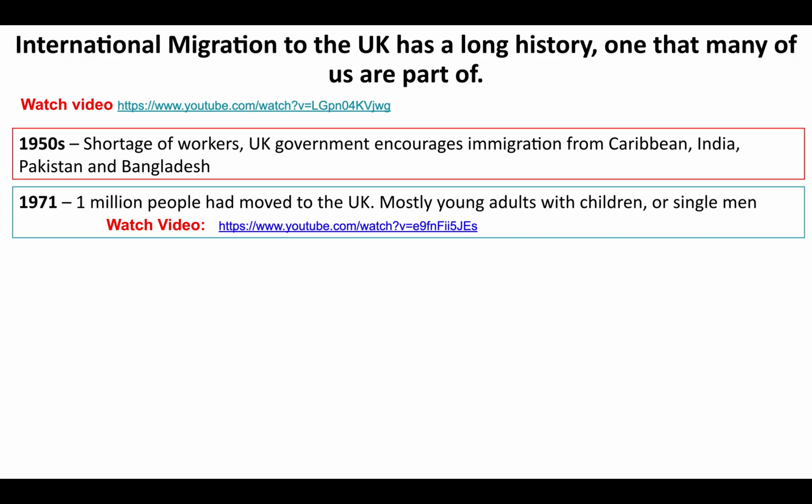Most of the people that moved were young adults with children, or they were single men. Now, being young adults meant that they were ready to get into work. They already had their education. They'd been selected back in the countries where they came from by the British government to give them permission.